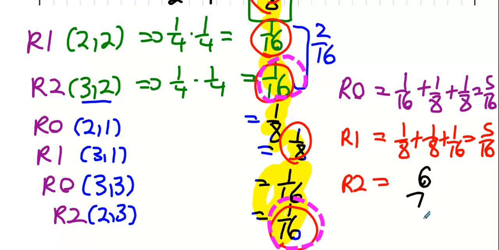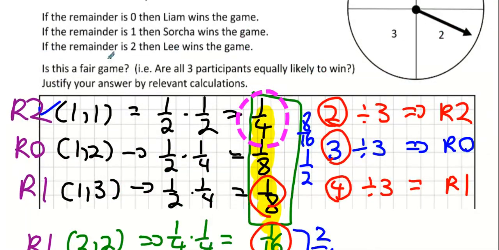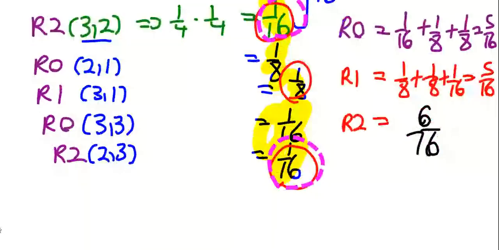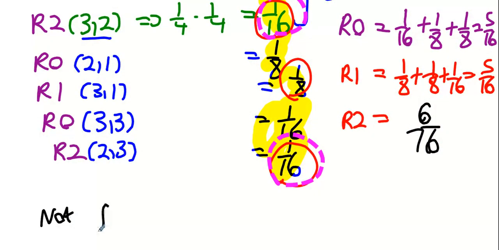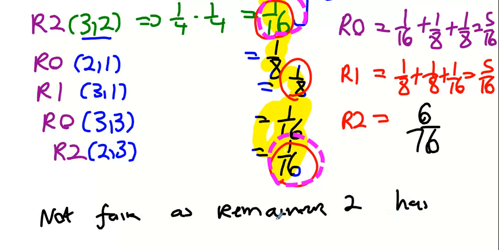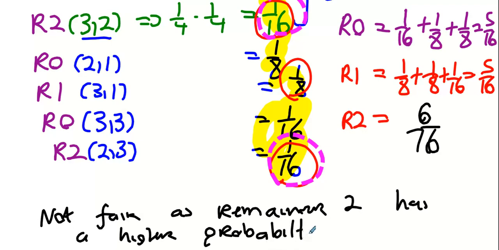So the question is, I'm going to reread the question now because I've actually forgotten what the question even says. Okay, is this a fair game? Yes or no? Why is it not a fair game? Not fair as remainder 2 has a higher probability of success. All right, and done.